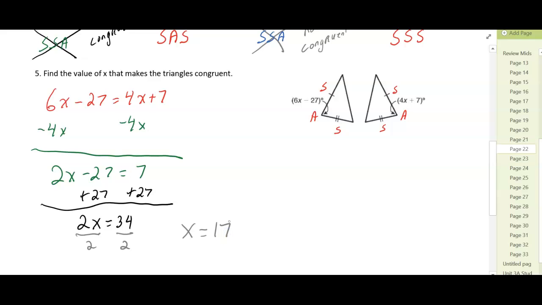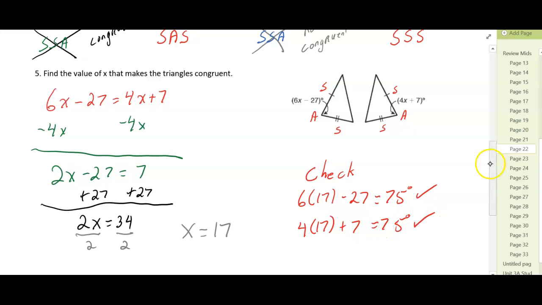We didn't ask you to find the angle, but if you were to plug in 17 into the 6x minus 27, you will get 75. And to check it, if you plug 17 into 4x plus 7, you should also get 75. When I do that on my calculator, I do get 75 in both cases. So if you wanted to check this, I'm going to write that down. You could do 6 times 17 minus 27, you get 75 degrees. And 4 times 17 plus 7 is 75 degrees, so you know you did the problem correctly.